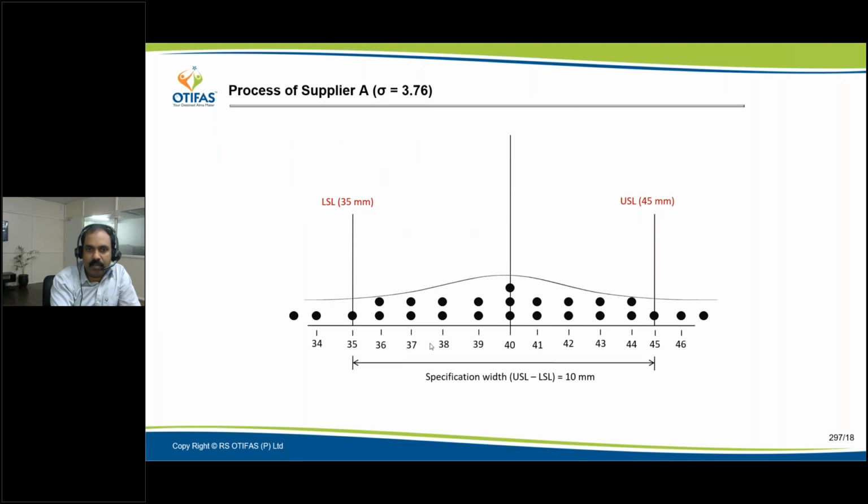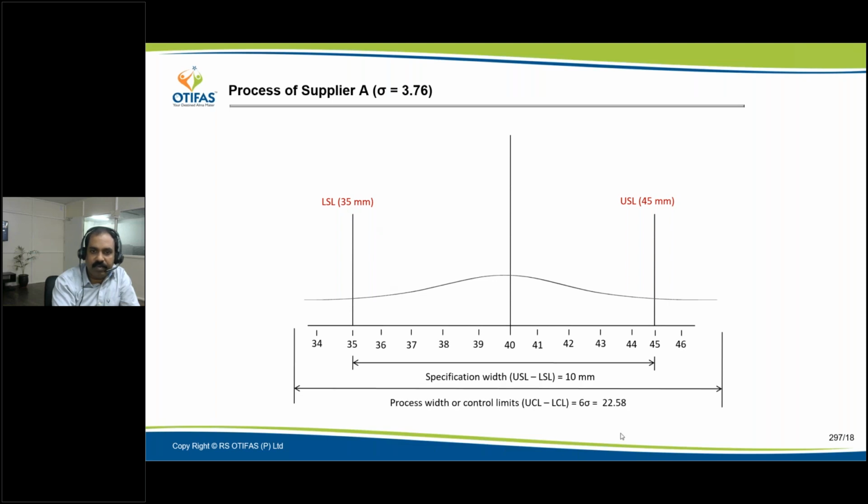Now understand this, very important. This is his USL minus LSL, meaning his specification width. Now where is his control width? This is the specification width of this customer. The customer has given this specification width. Now where is the control limit for this supplier A? It is more than the specification limit, isn't it? It is crossing the specification limit. Naturally, there will be defects. So is this a capable process?